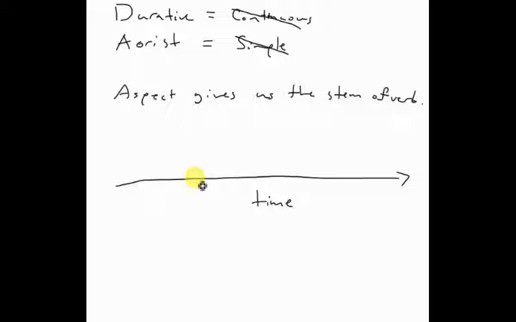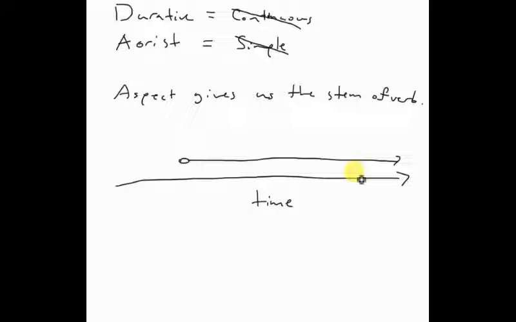The derivative aspect tells us that an action has not yet finished. So let's say an action starts at some point in time. If the verb is in the derivative aspect, we know that it is still going on when the verb manifests itself in the sentence. We know that there's no indication that there's an end of the action because the stem is the derivative stem.